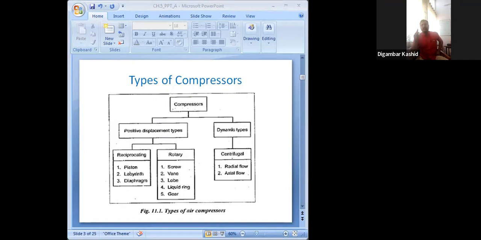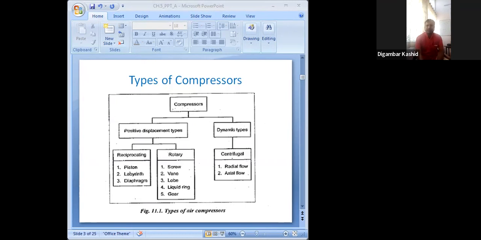The detailed classification of air compressors I have shown in this schema, in this table. However, for the study we are going to discuss the piston type, screw type, vane type. Piston type is our single cylinder or double cylinder, single stage or double stage. That is the piston type reciprocating air compressor that we are going to discuss.